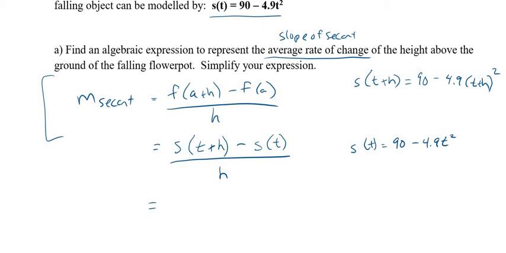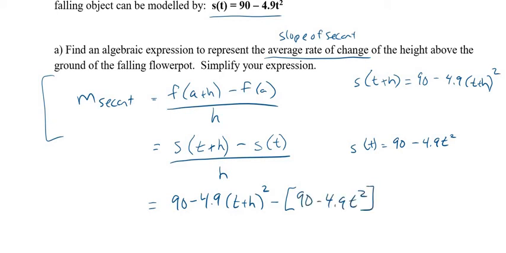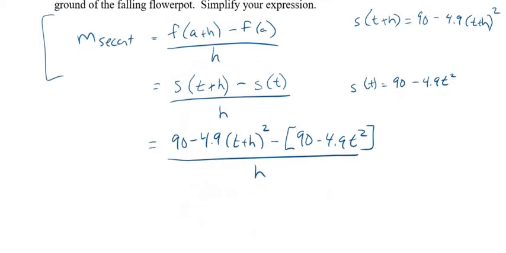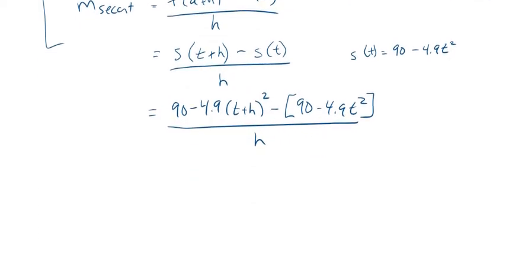So now that we've done that, let's plug that in. So s of t plus h we said was 90 minus 4.9 (t plus h) squared, minus, I'll put this in brackets just so we know what to do with that minus properly, (90 minus 4.9 t squared). That's all going to be over h. So at this point, this doesn't look super helpful, but let's see if we can simplify it, and maybe it will help us a bit.